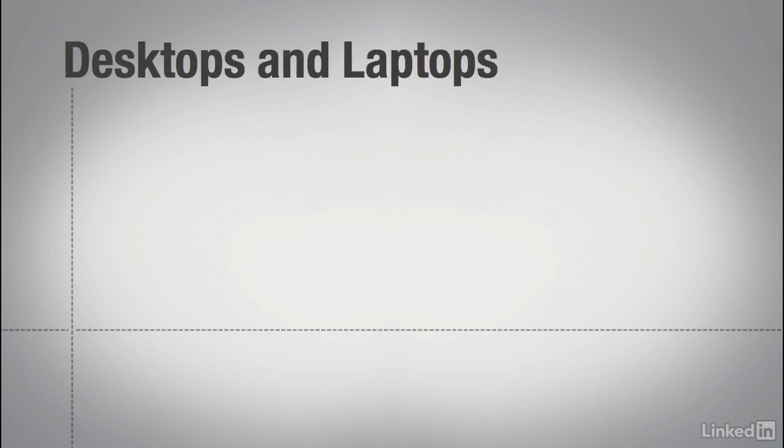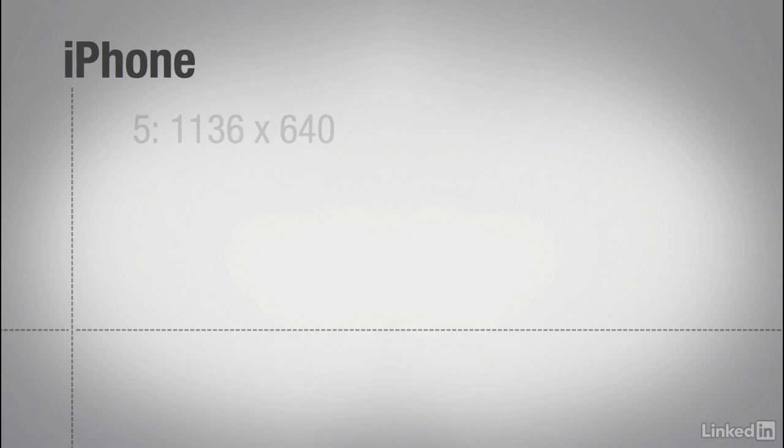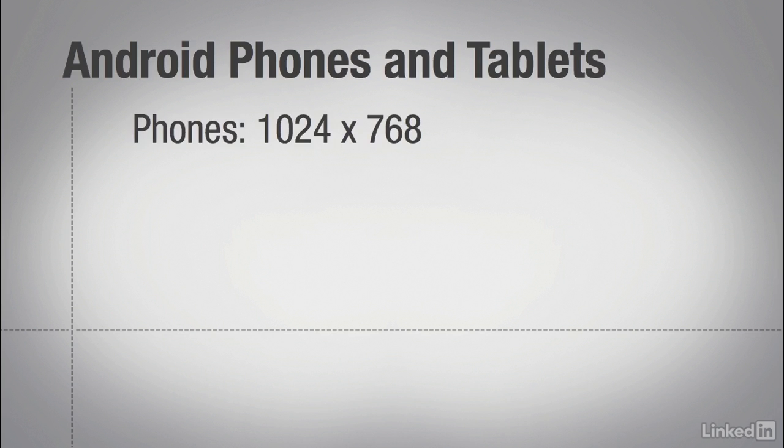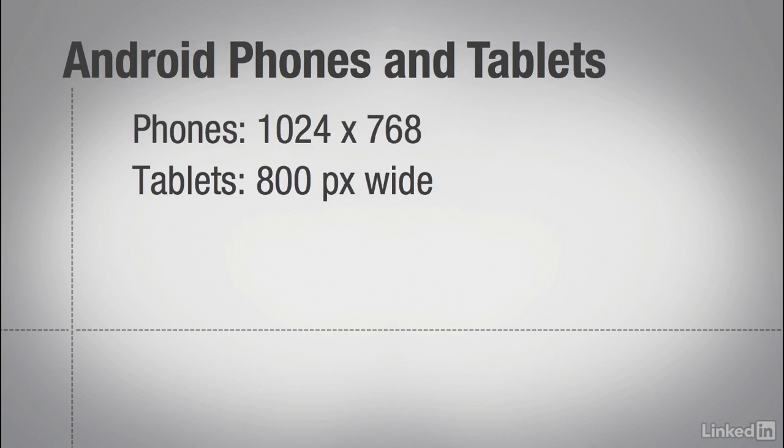Desktop and laptop computers are often 1024 by 768. iPhones are 1136 by 640. iPads in the first and second generations fall in that 1024 by 768, whereas the third generation is in the 2048 by 1536. This is the high-resolution Retina displays. And as you can see, Android devices cover a wide spectrum of device types and screen resolutions as well.